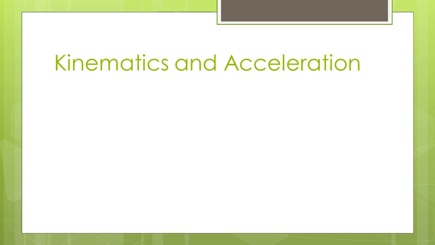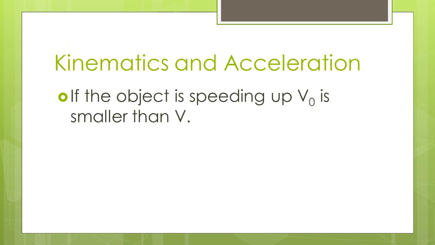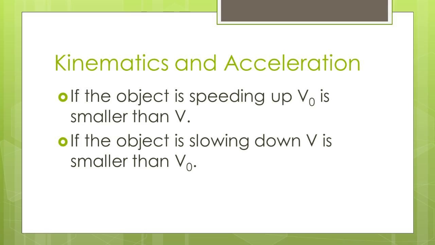A couple tips for kinematics and acceleration. If the object is speeding up, the initial velocity, v sub 0, is smaller than v, the final velocity. So if it's starting slow and then moving towards a faster velocity, it's going to start with a smaller initial and end with a higher final. The opposite is true if you're slowing down. If the object's slowing down, the final velocity is smaller than the initial velocity. So you start out faster than you end when you slow down.